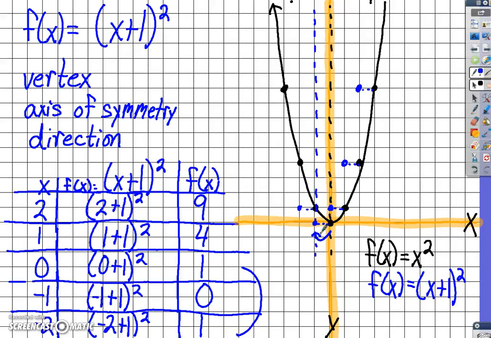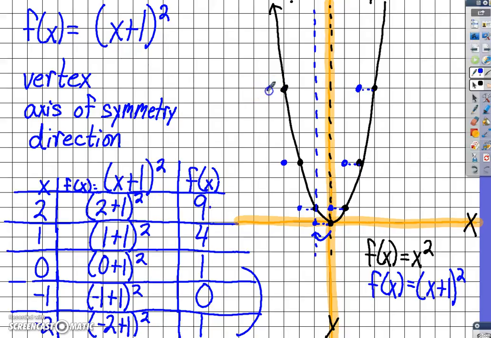Well, I wonder what would happen if we plugged in -3 in here. Let's look. What if we do -3 plus 1? -3 plus 1, well, that's -2. -2 squared is simply 4. So at -3, we're back up here at 4. What about -4? Well, -4 plus 1, that's -3. -3 squared, hey, that's back at 9.